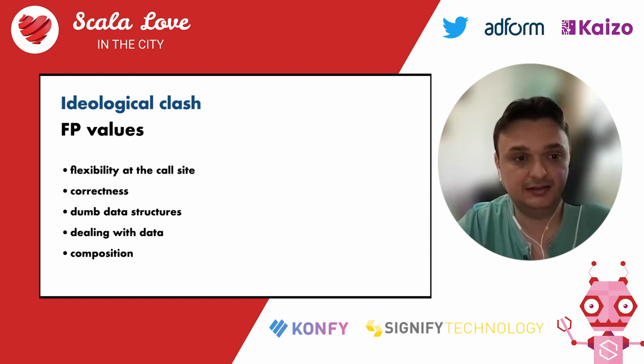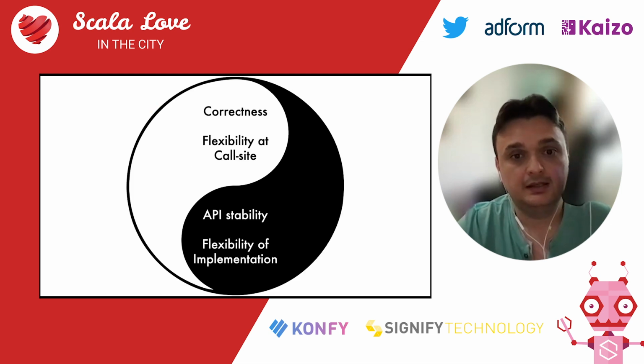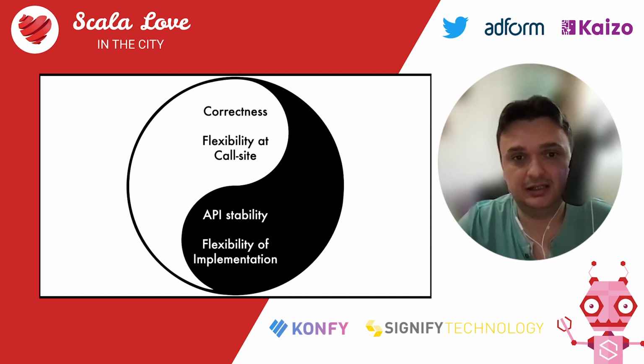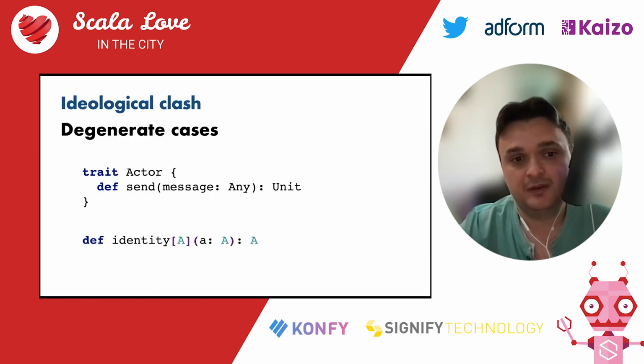Dumb data structures, and dumb data structures are reusable data structures. Dealing with data, FP is great for dealing with data, and composition. FP talks a lot about protocols for composition. So you can view this as opposite sides, kind of like left versus right, or progressives versus conservatives. One values correctness and flexibility of the call site. The other values API stability and flexibility of implementation.